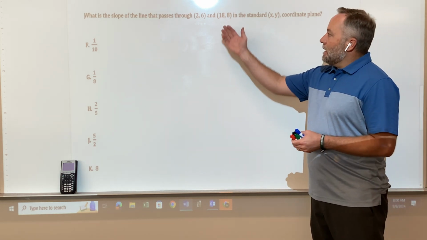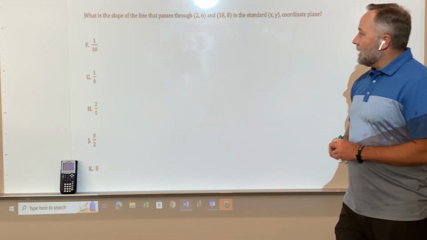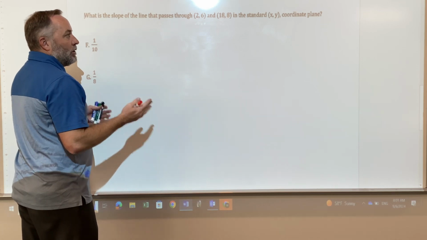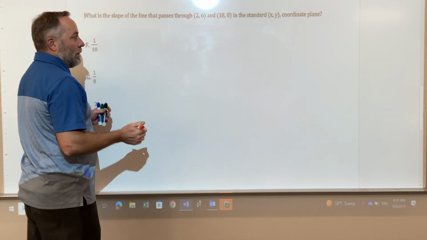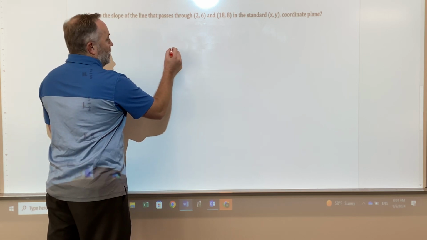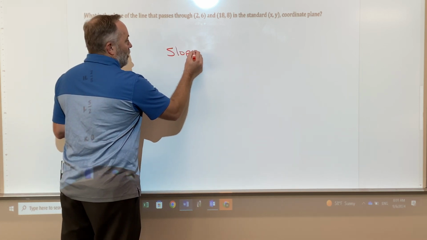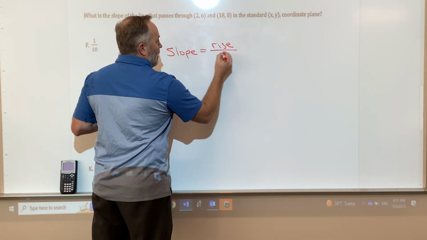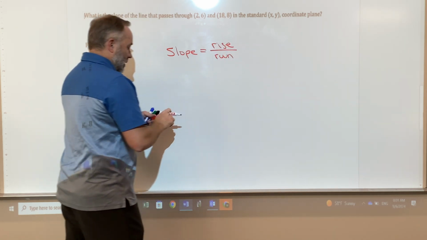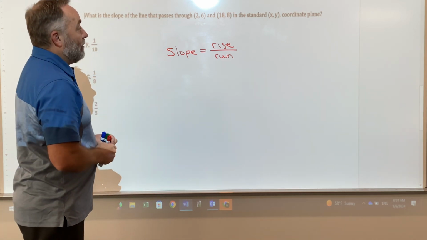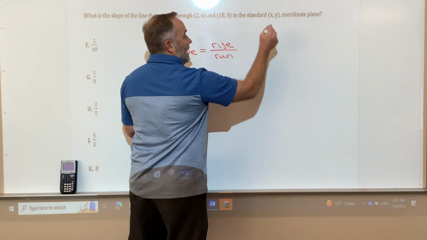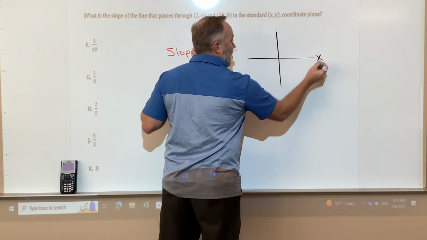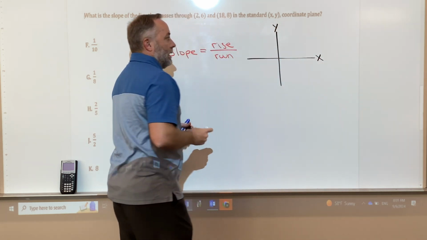But maybe this 18 is a little bit too difficult to plot, or it might take us a minute. So we can also consider this question using a formula, or what we know about the word slope here. So we often say that slope is equal to the rise over, or divided by, the run. And if we think about that in terms of the xy coordinate plane, that would look like this. So this is our x direction, that's our y direction.